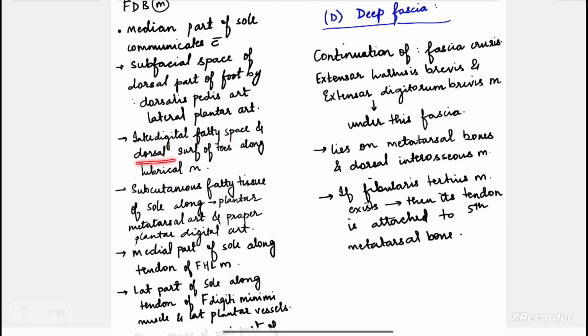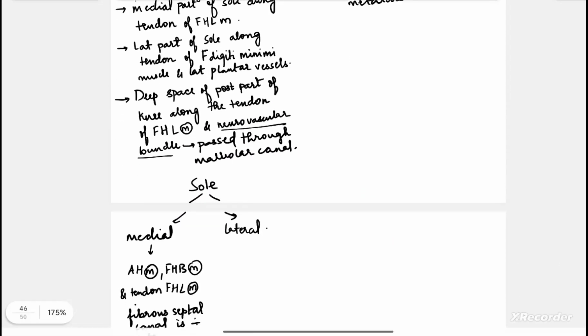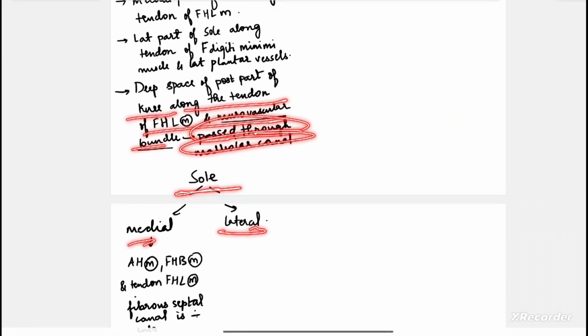Interdigital fatty spaces of the dorsal surface of the toe lie along the lumbrical muscle. The subcutaneous fatty tissue of the sole lies along the plantar metatarsal artery and proper plantar digital artery. The medial part of the sole lies along the tendon of flexor hallucis longus muscle. The lateral part of the sole lies along the tendon of flexor digiti minimi muscle and lateral plantar vessels. The deep fascial space of the posterior part of the ankle joint lies along the tendon of flexor hallucis longus muscle, and neurovascular bundles pass through the malleolar canal to the sole medially and laterally.